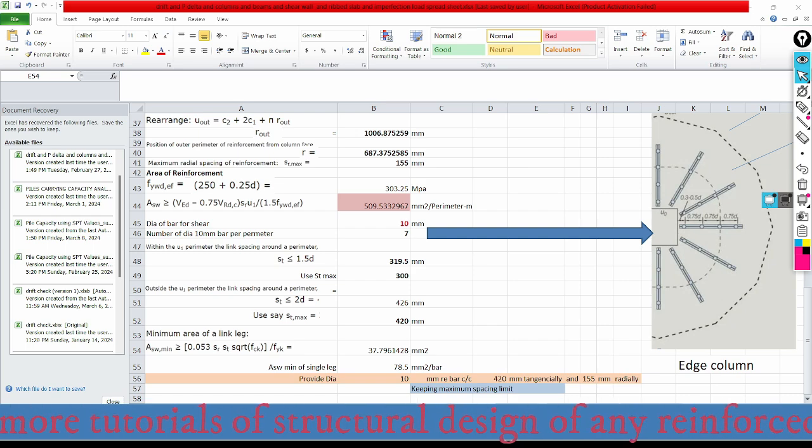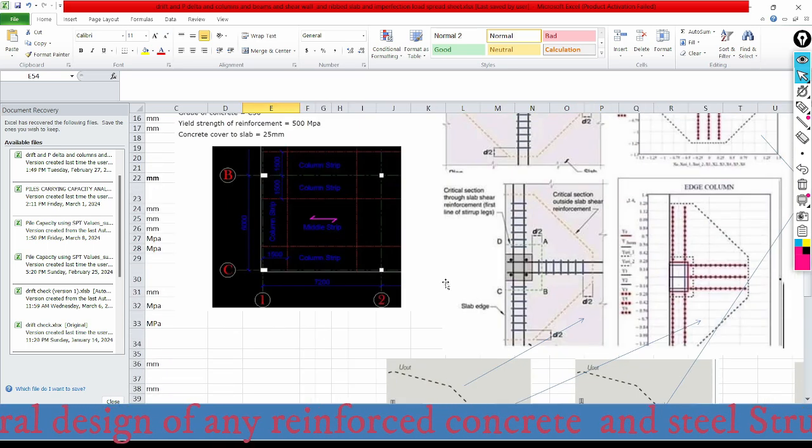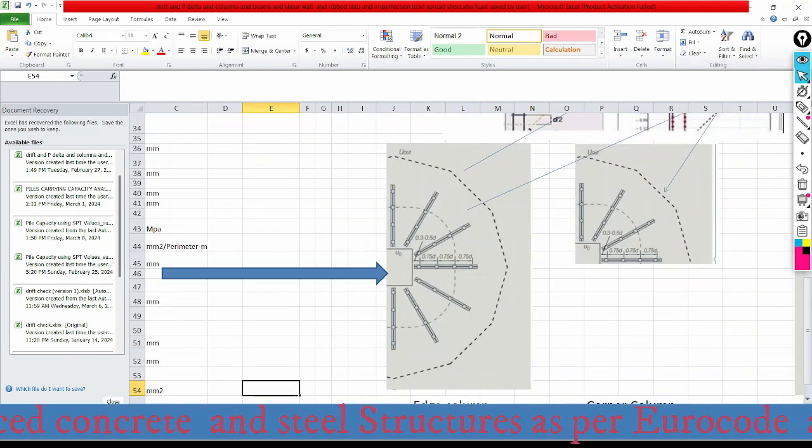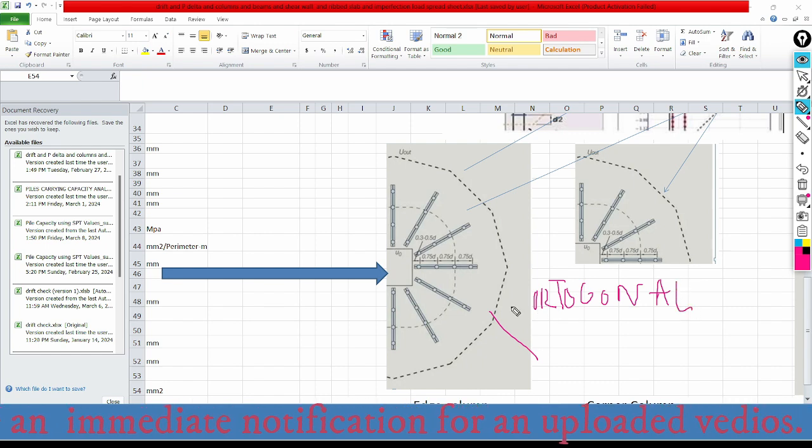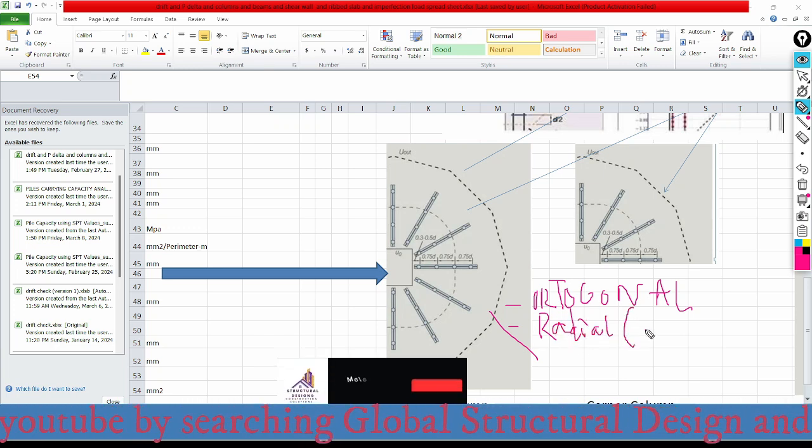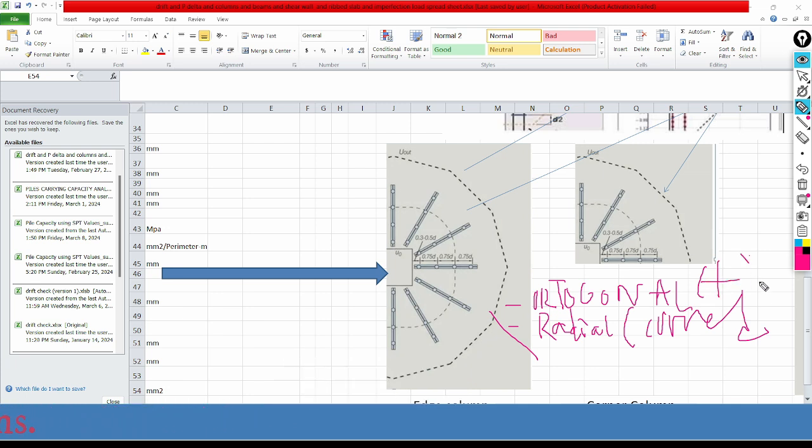Just to clarify, this is the arrangement here. We have two arrangements. One is the orthogonal arrangement, and the other is the radial arrangement. Radial means it is curved. Orthogonal means it is cross type, which is just like this. This type of arrangement is what we call the radial arrangement.